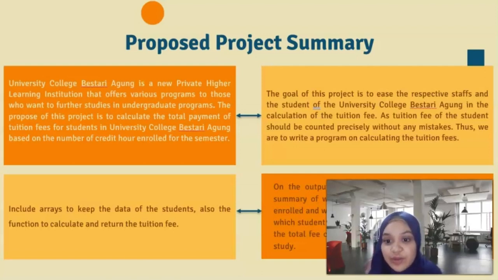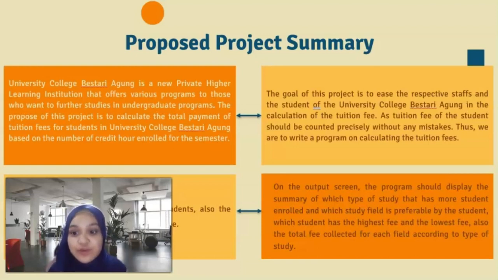Thus, we are to write a program on calculating the tuition fee. We were asked to include arrays to keep the data of the student, also the function to calculate and retain the tuition fee. On the output screen, the program should display the summary of which type of study has more students enrolled and which study field is preferable by the student, which student has the highest fee and the lowest fee, also the total fee collected for each field according to the type of study.